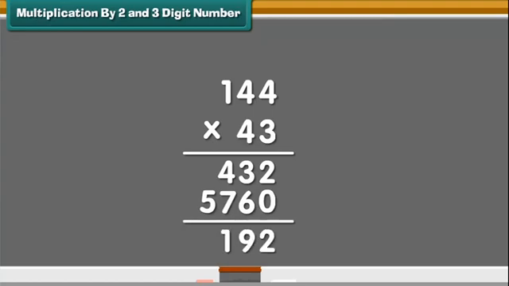Now add the two values. We get 6,192. So 144 multiplied by 43 is 6,192.